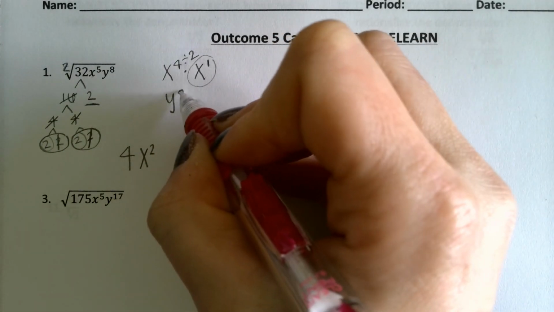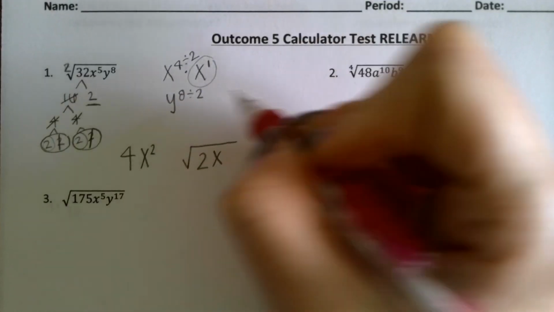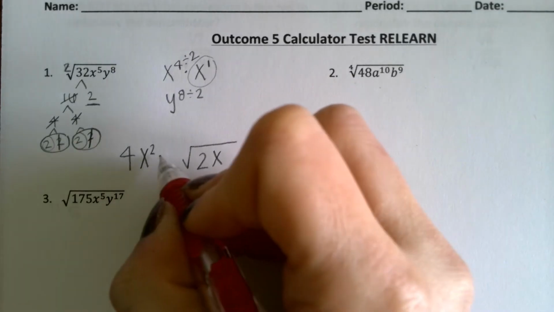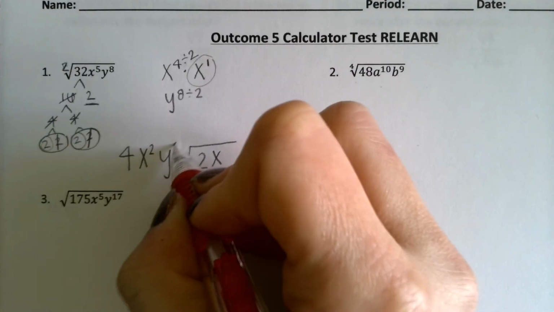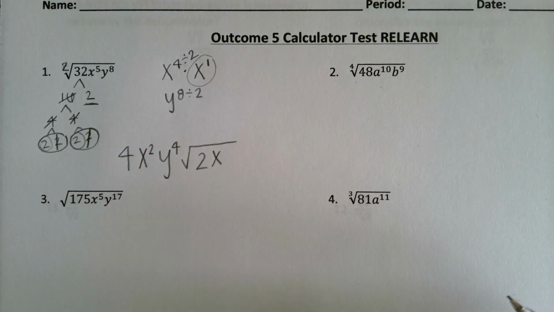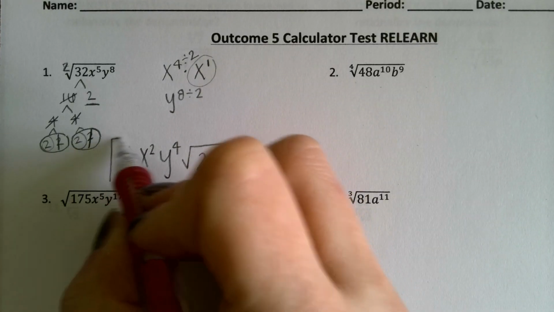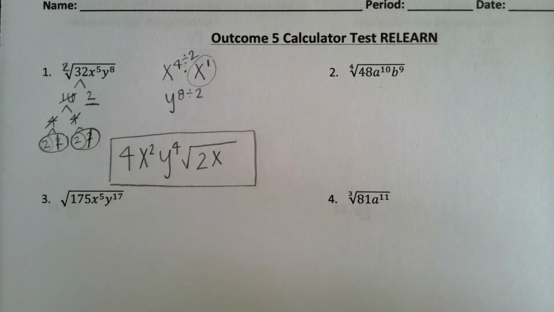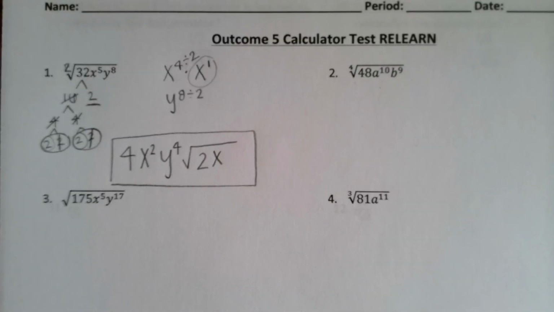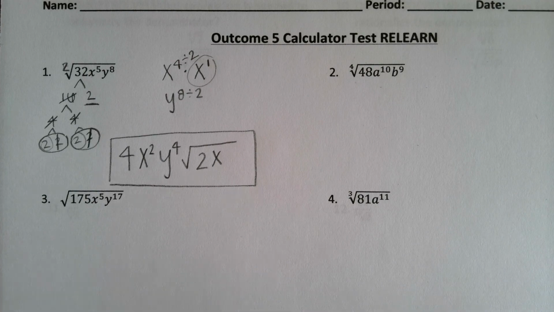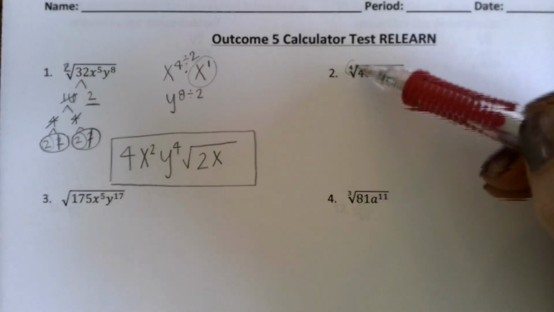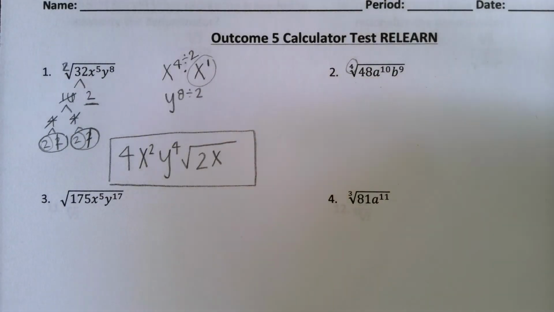When I look at my y to the 8th, 8 already divides by 2 nicely, giving me 4. So I have 4 y's on the outside. This right here is my final answer. Let's take a look at number 2. Number 2 is very similar, but the big difference is that now my index is a 4.